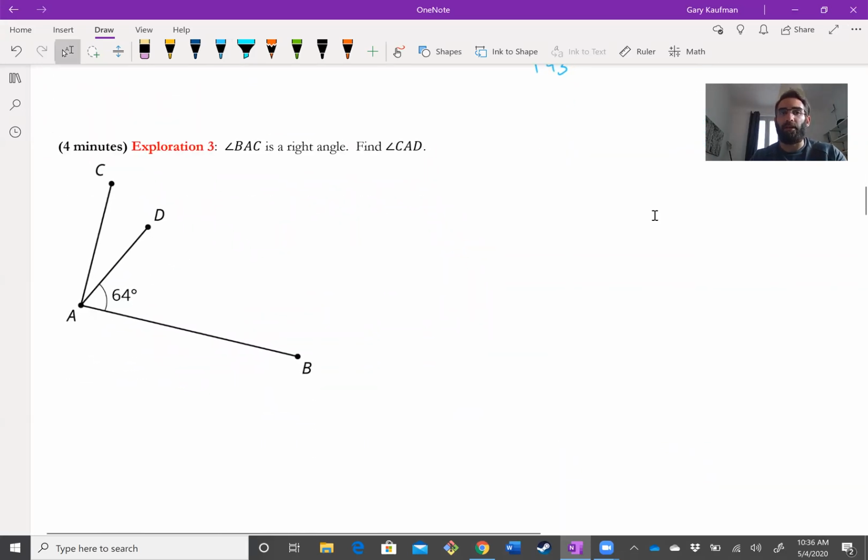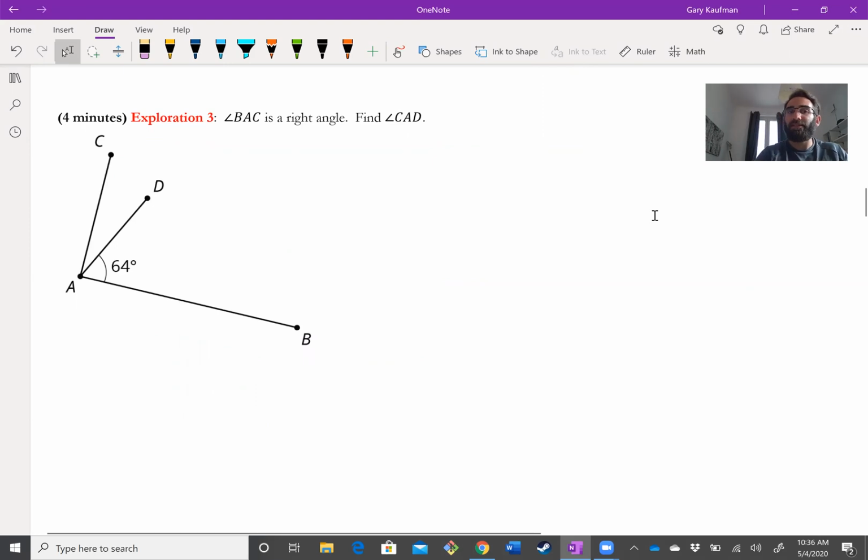Okay, exploration 3. BAC is a right angle. Find CAD. Go ahead. So as a reminder, BAC is this. I'm marking it with a box because right angles we mark with a box, which means it's 90 degrees. Well, what I could then realize is that this angle, that's 64, plus this angle that we're looking for makes up the 90. Let's put some algebra on that.